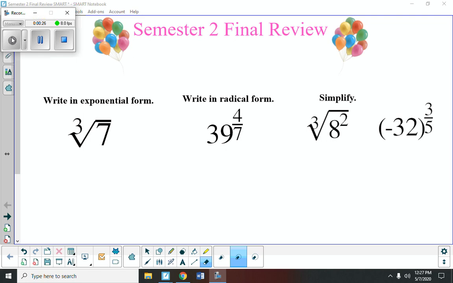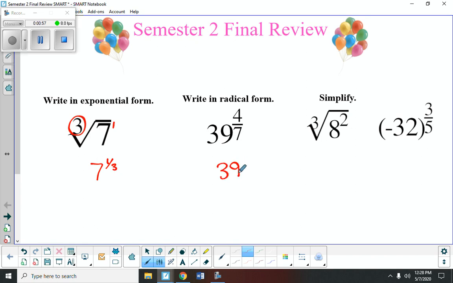So starting out in semester 2, we were in chapter 6, and we were writing numbers, switching the forms from exponential form to radical form. So in the first problem, it says write in exponential form. Well, the exponent on the 7 is a 1. So exponential form would be 7 to the 1/3. And remember, this little number here is called the index of the radical, and that goes in the denominator. The next problem says write in radical form. So the index is 7, the denominator, and it would be to the 4th power.